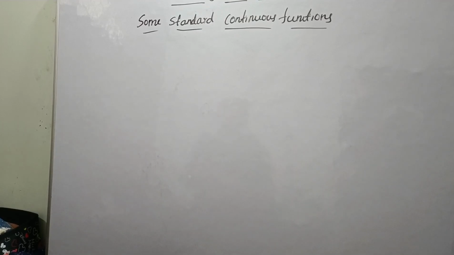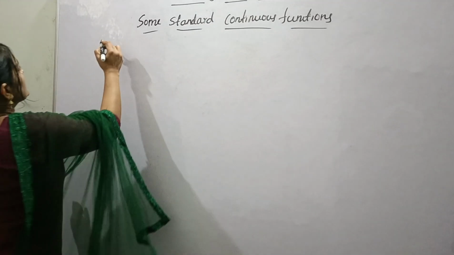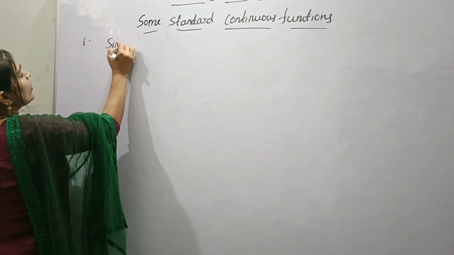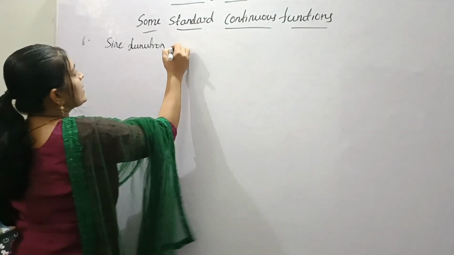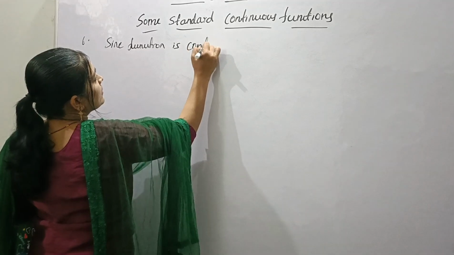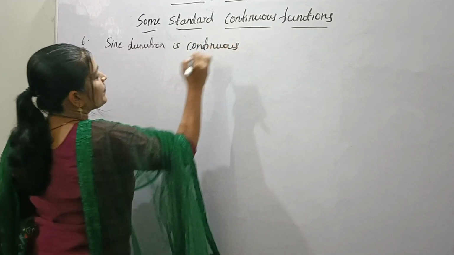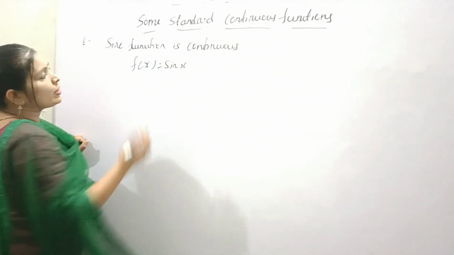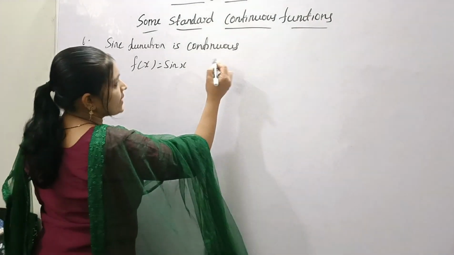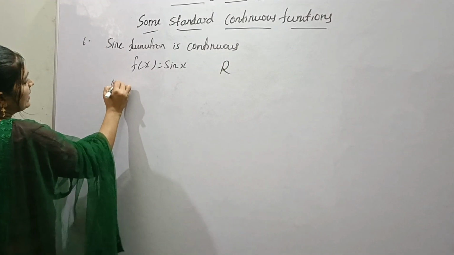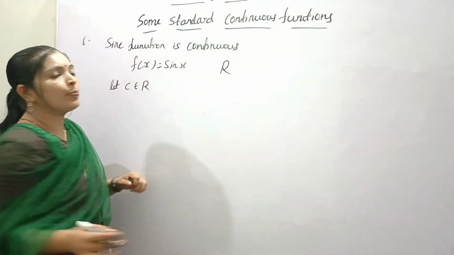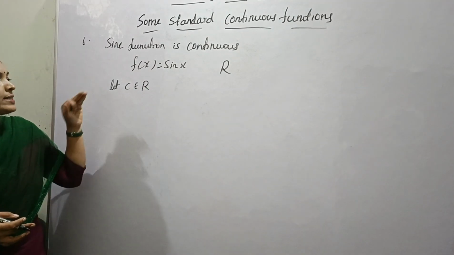Next, what about trigonometric functions? The sixth one: sine function is continuous. How is the sine function continuous? Let's take f of x is equal to sine x. The domain of the sine function is the set of real numbers. Let c belong to R, any point from the domain.